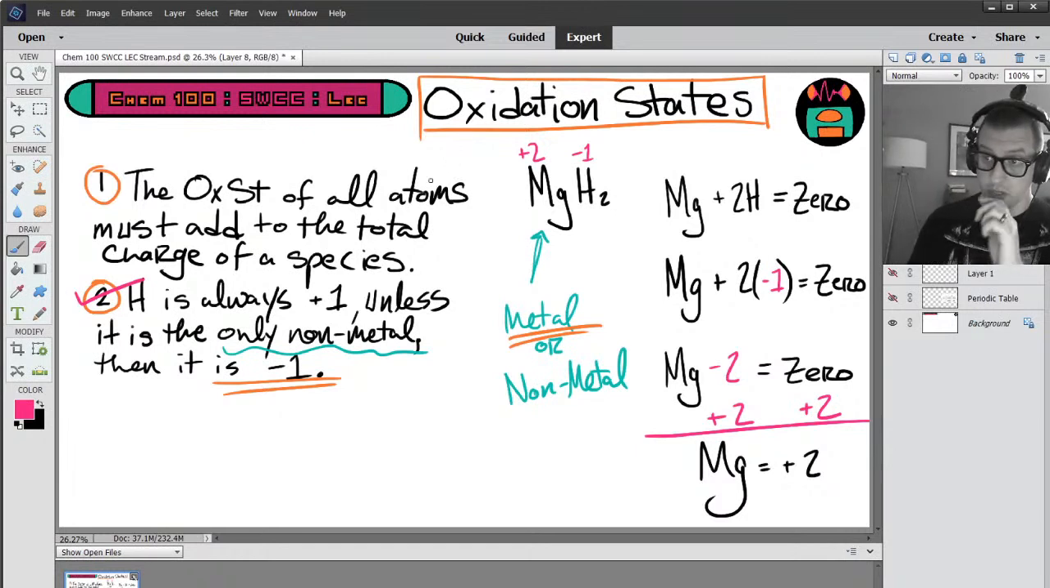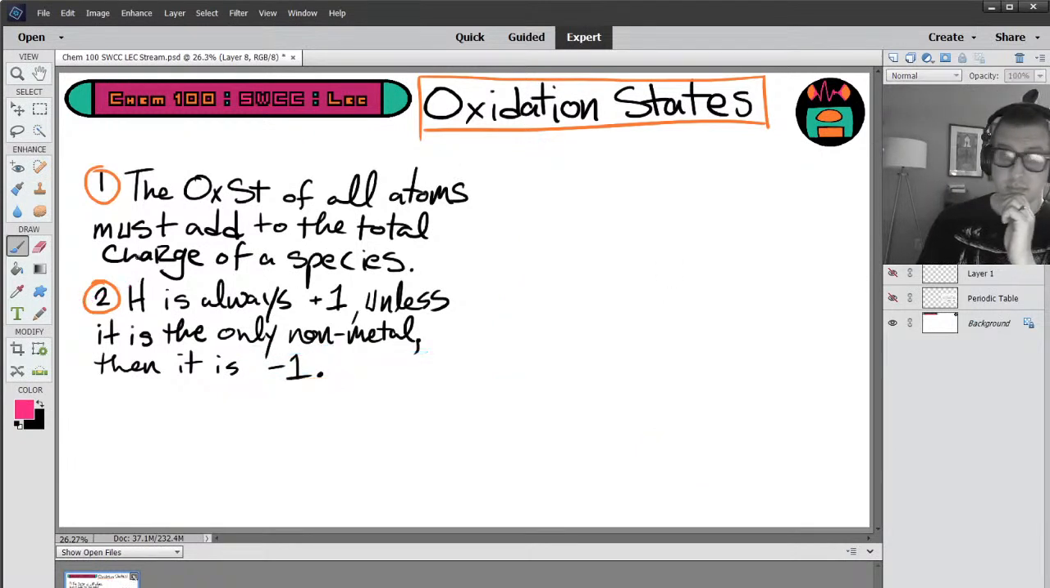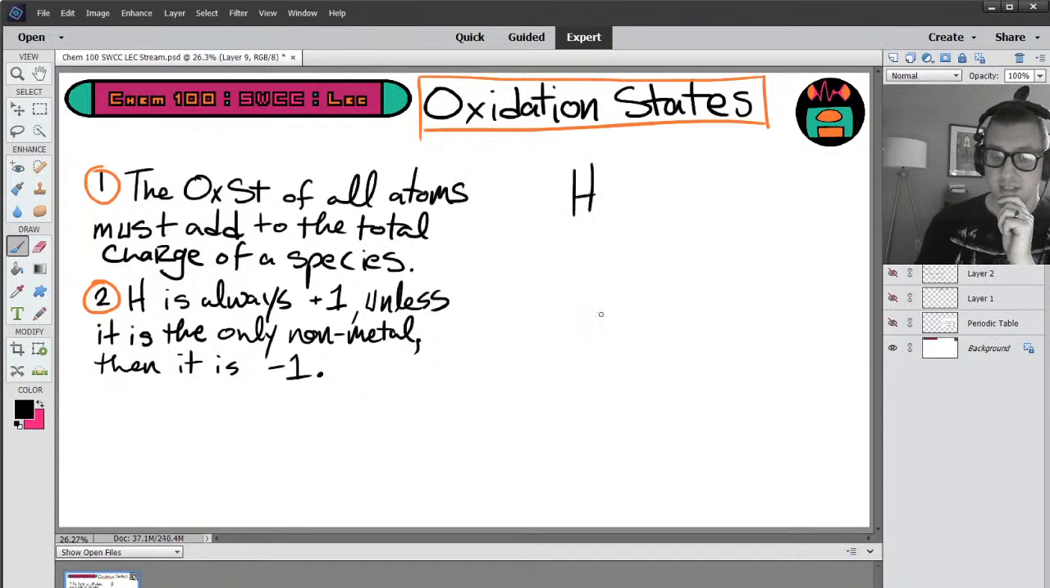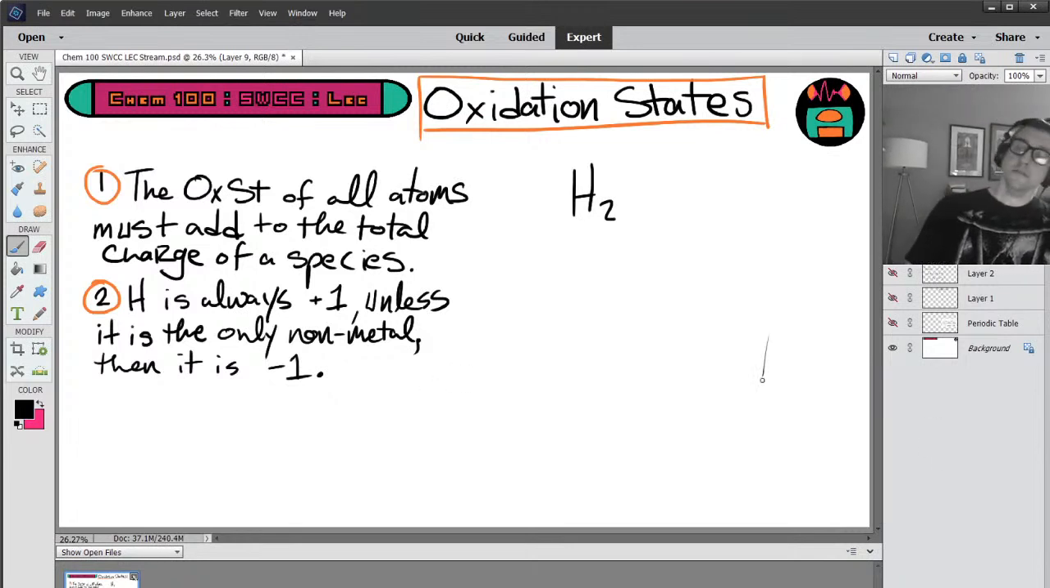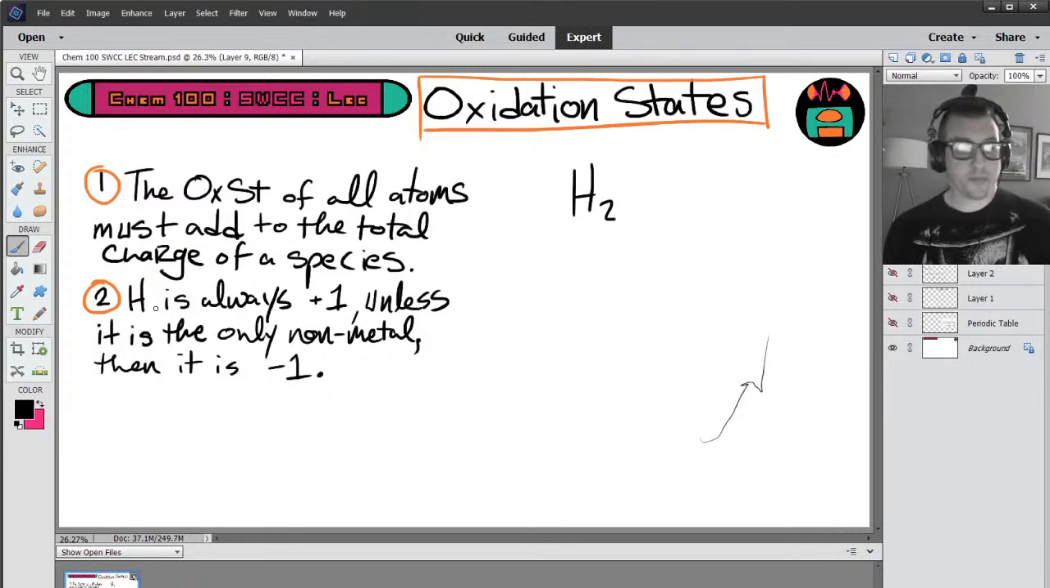All right, we're going to do one more example before we move to the third rule, and that is determine the oxidation state for hydrogen in the molecule of H2.